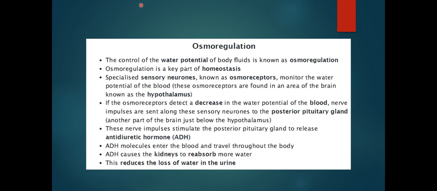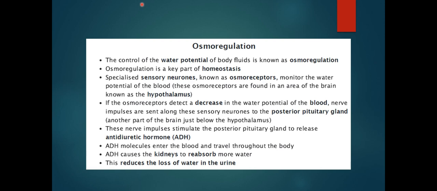ADH molecules can enter the blood and travel throughout the body. ADH causes the kidney to reabsorb more water. This is the role of ADH. What happens is that in the loop of Henle, when water is being reabsorbed, water is not fully reabsorbed. Some of it is also left. But when ADH is released, a lot of that is absorbed. So the urine therefore becomes more concentrated.